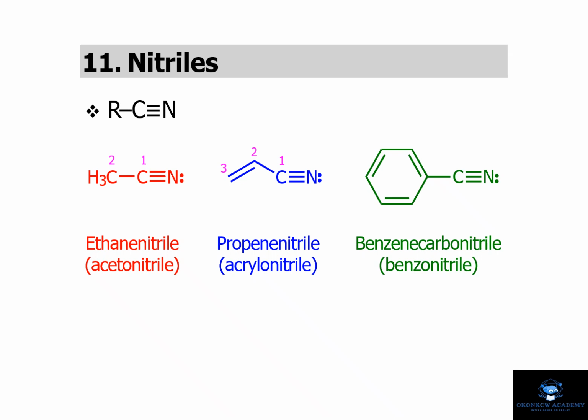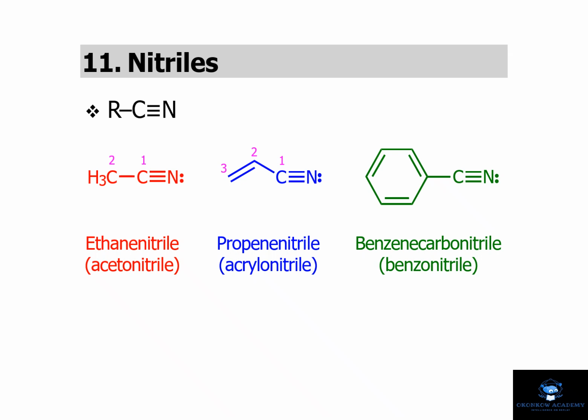Nitriles. Nitriles have the general structure C triple bond N, a carbon triply bonded to nitrogen. The carbon is sp hybridized, making nitriles linear at the CN triple bond. Examples include acetonitrile, the simplest nitrile and a common laboratory solvent, and benzonitrile. Those are the other names that you can call them.